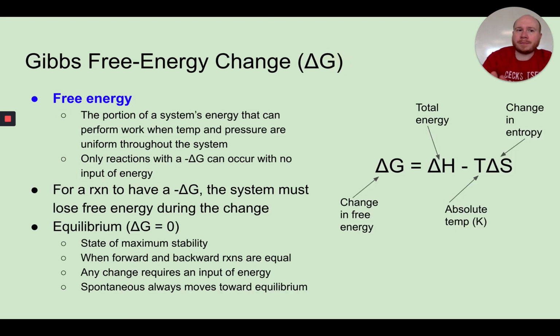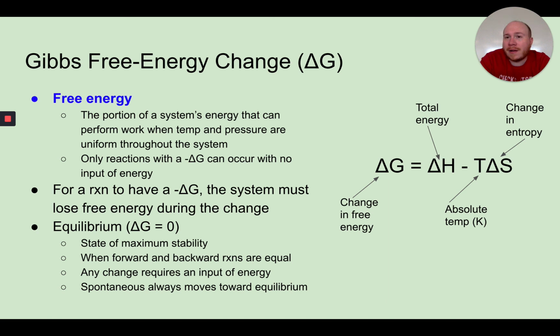Now, we have what's called Gibbs free energy change. It's a mathematical equation that you might encounter on the AP test, but it's pretty rare to see it. Free energy is the portion of a system's energy that can perform work when temperature and pressure are uniform throughout the system.